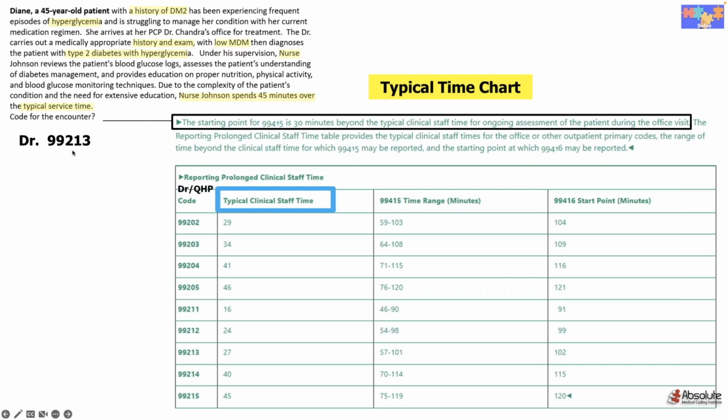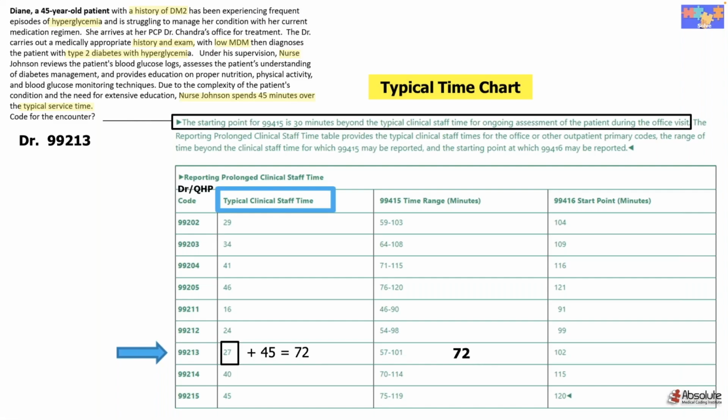All right, so we know the doctor's level of service is low. So we're going to find 99213 on this chart. And if Nurse Johnson spends 45 minutes over the typical time, then we are going to look at this number here, which is 27, and 45 minutes over it will be 72. So 72 minutes is her prolonged or her total time. 72 minutes. And 72 falls between 57 and 101.